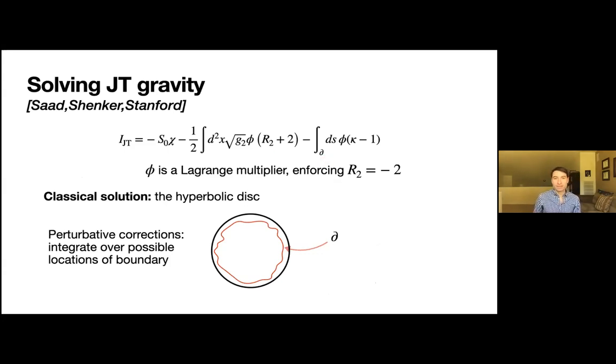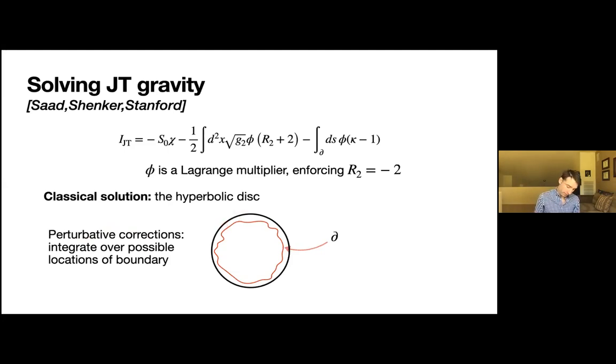This theory is completely solvable, and the important thing for us is that phi, this dilaton, appears linearly in the action. So it's just a Lagrange multiplier, and enforces the constant curvature condition on the metric. So that means the metric is completely rigid, because that determines the local metric to just be the hyperbolic disk, and there's only going to be some global data that defines it. And the only perturbative corrections that come here are from this boundary.